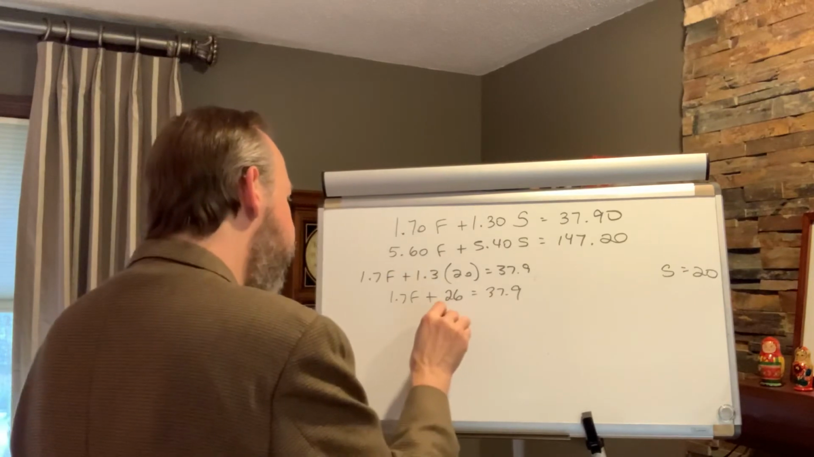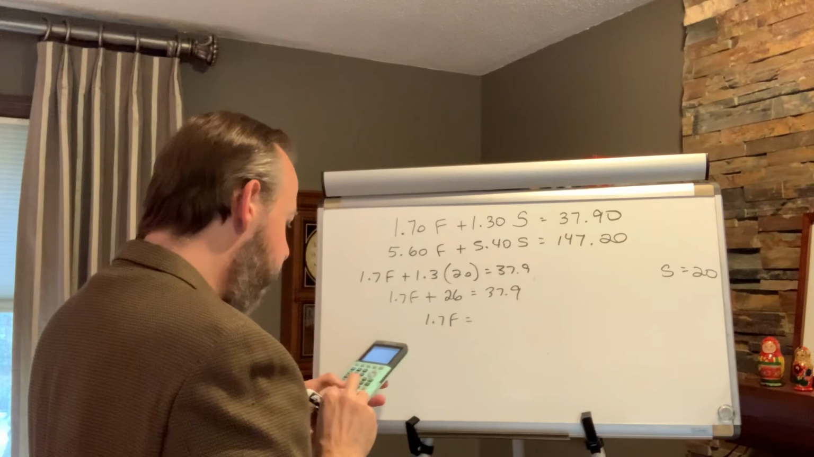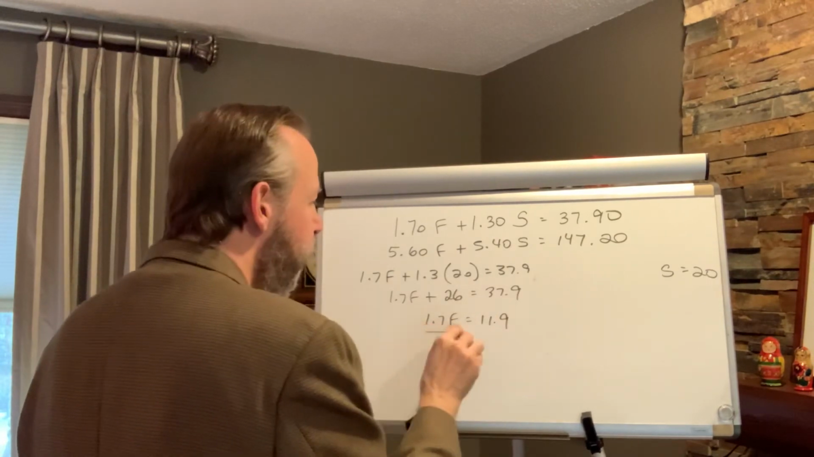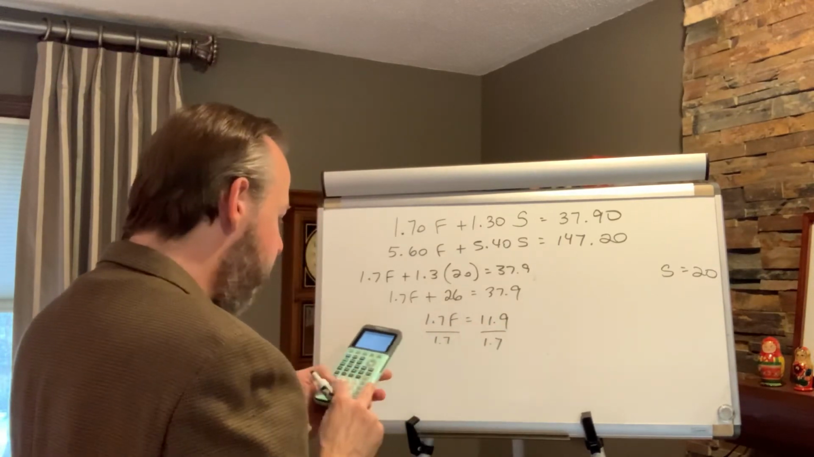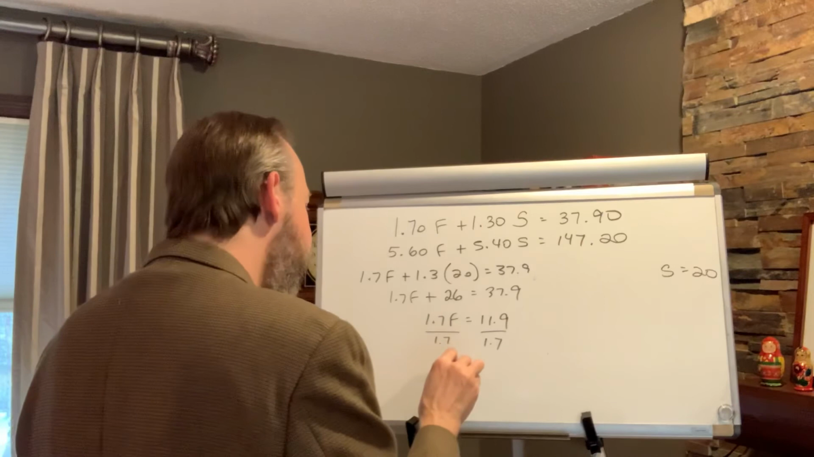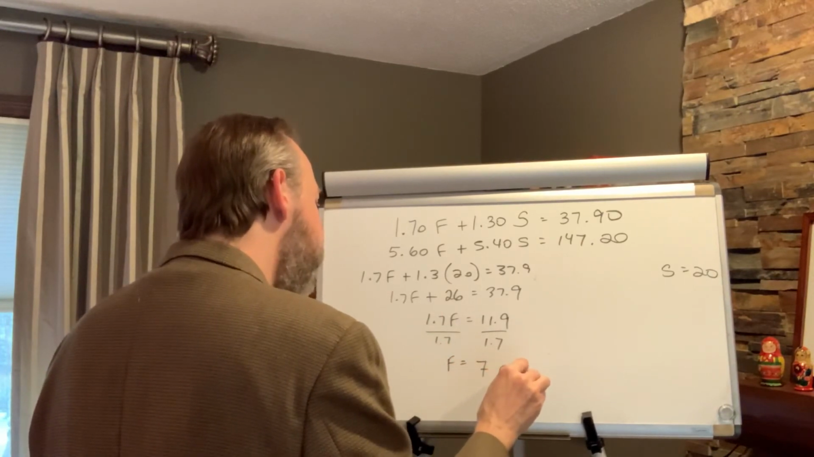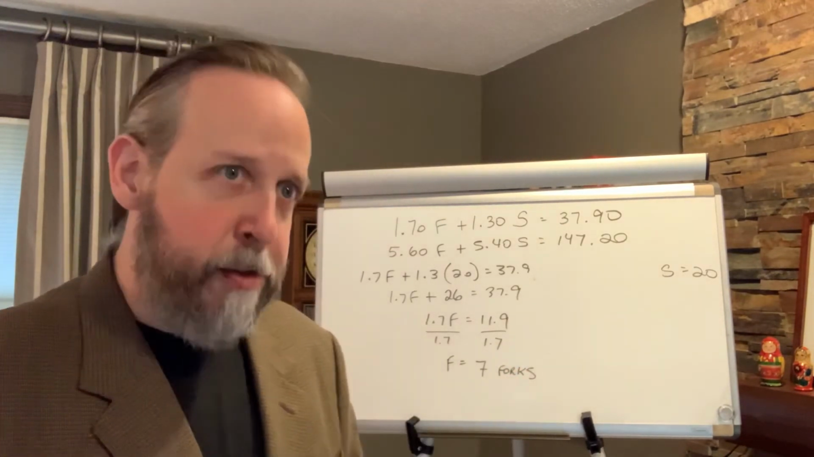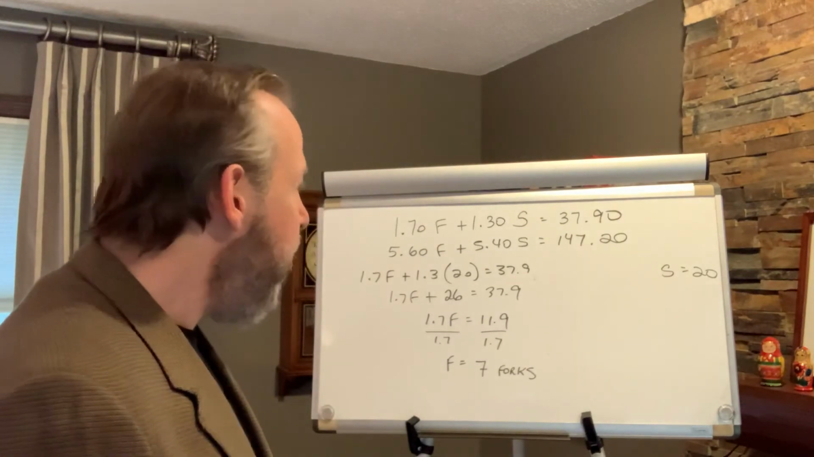I get 1.7F equals 37.9 minus 26. I did the wrong thing. 11.9. If you divide by 1.7, again, let's hope for the best, and we get 7 boxes of forks. Well, that's great. That means we rounded appropriately because I didn't get another crazy decimal that can't exist. Okay, great. 20 and 7.